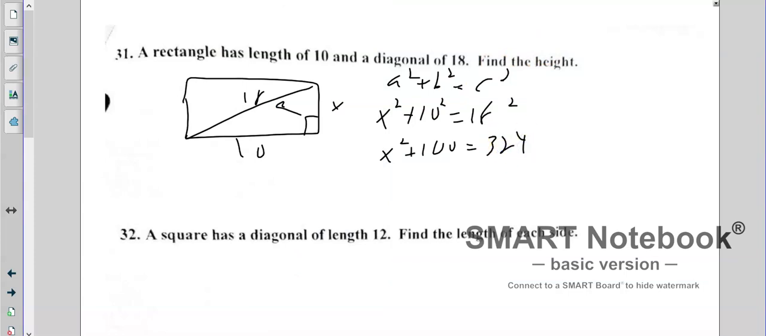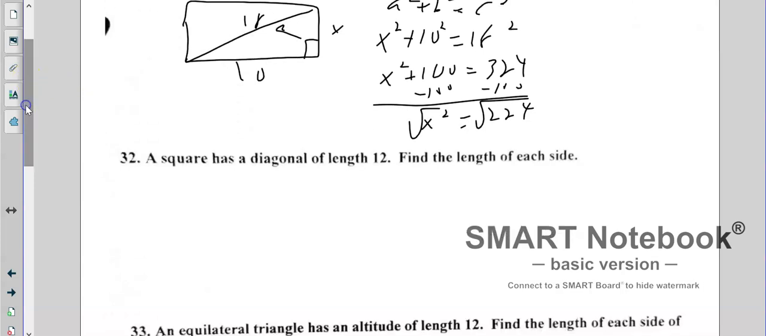Subtract 100. Subtract, because we're moving it over. Remember, don't add the numbers on the opposite sides. X squared equals 224. We square root. We have to break down and find out what magic number goes into 224. Most of you are going to want to do 4, but go backwards. In this case, it's 16 again times 14. So the square root of 16 is 4, and radical 14 just stays the same.